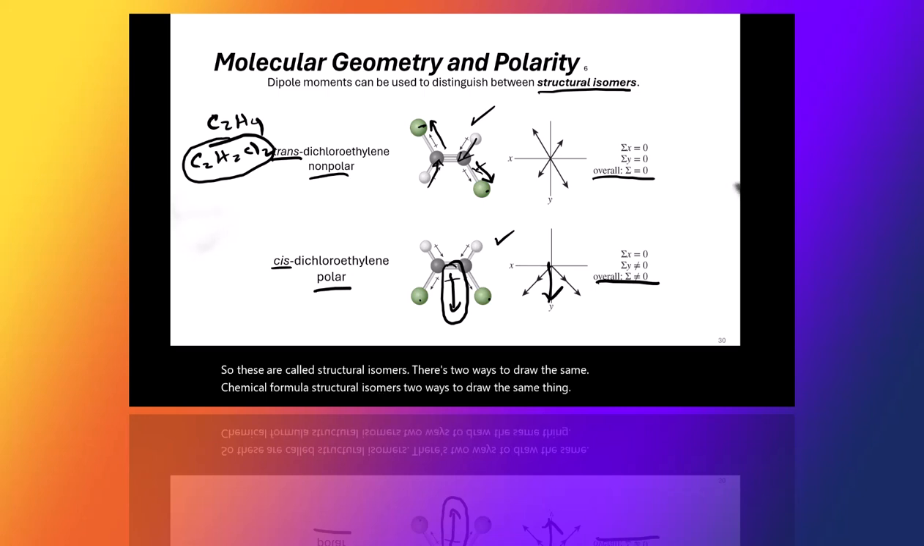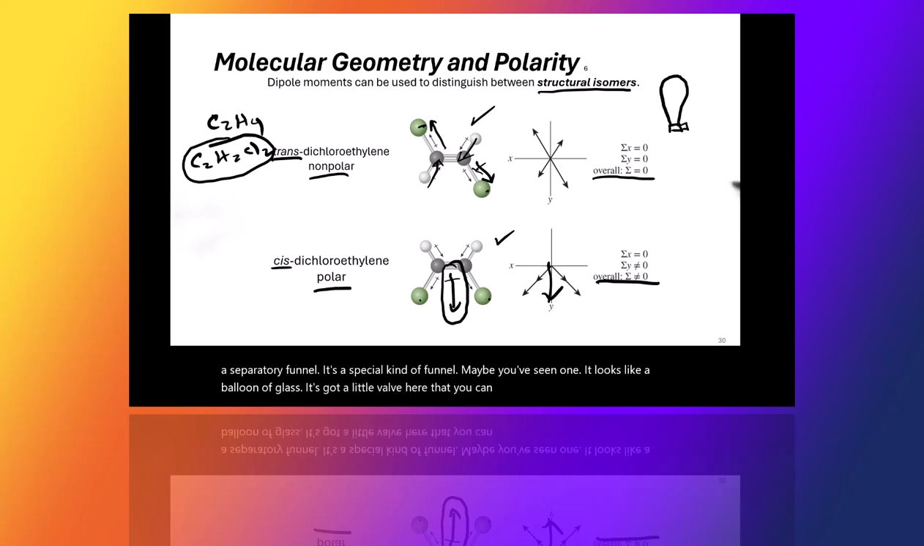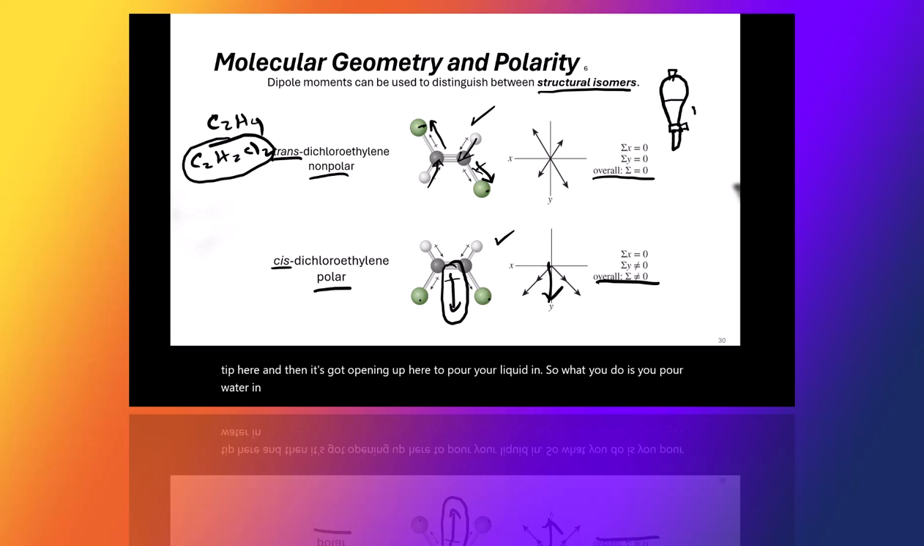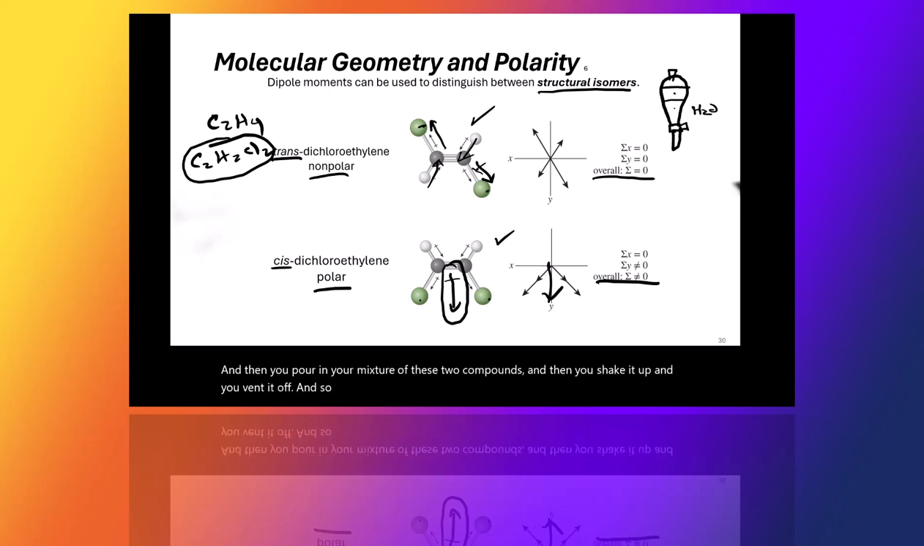So when you do this in an organic lab, what you can do then is pour this mixture into a separatory funnel. It's a special kind of funnel. Maybe you've seen one. It looks like a balloon of glass. It's got a little valve here that you can open and close, and then it's got the tip here. And then it's got an opening up here to pour your liquid in. So what you do is you'd pour water in here, H2O, and then you'd pour in your mixture of these two compounds. And then you shake it up and you vent it off, and so this mixture mixes with this one. Well, which one of these is going to dissolve in water?